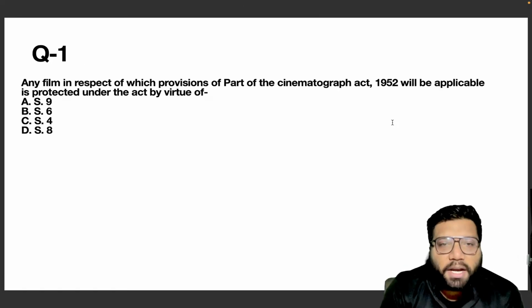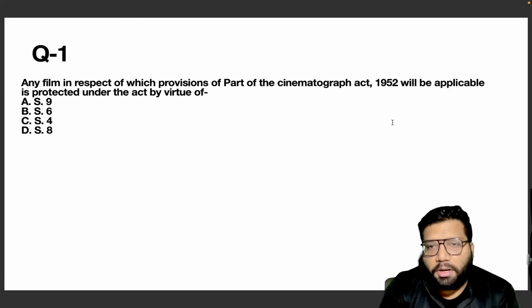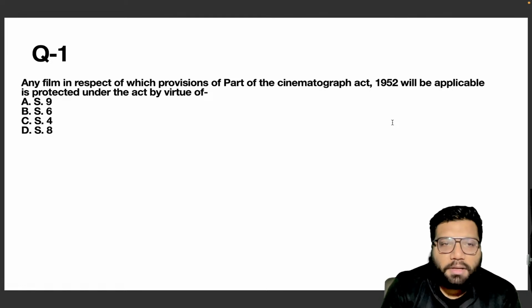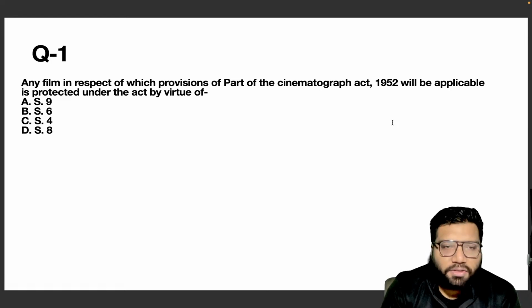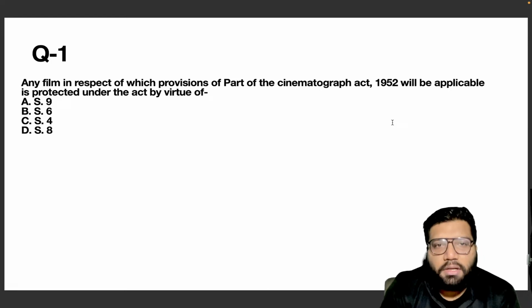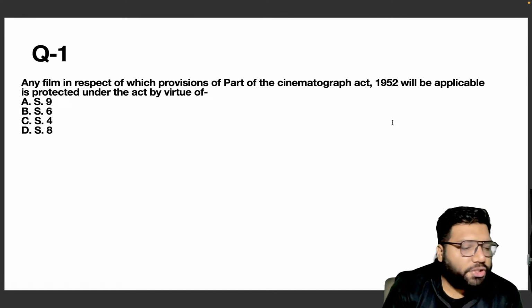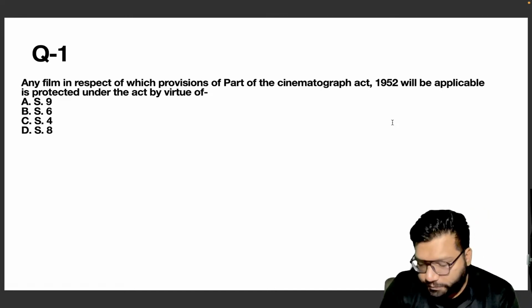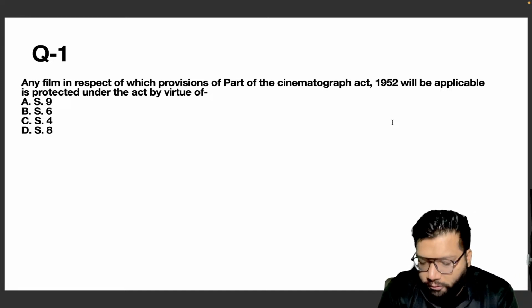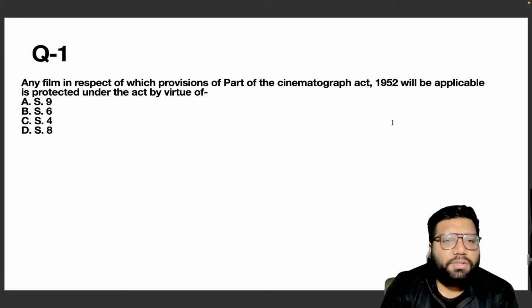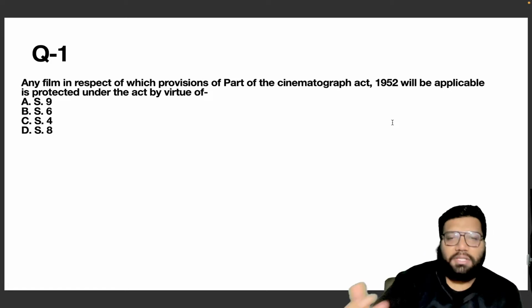Any film in respect of which provisions of Part 2 of the Cinematograph Act 1952 will be applicable is protected under the Act by virtue of which section? Which is the section that is giving protection to any film in relation to indecent representation of women? Vandana, first one to answer correctly, that is section number 4. This is the correct answer, students. Section number 4 gives the protection to any film. So C is the correct answer.